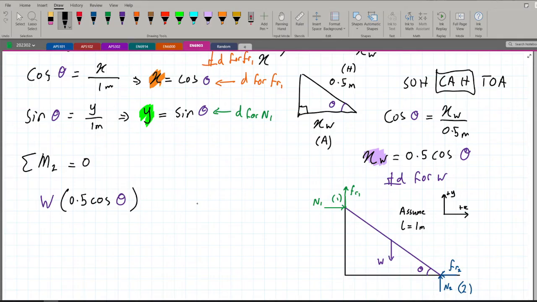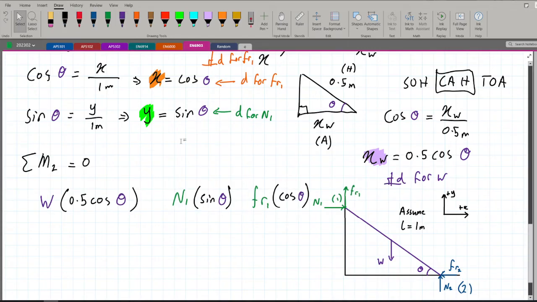I'm not going to put units yet, we're going to look at directions later. The next moment is from N1, and remember for N1 the perpendicular distance is y, which is sine theta. And the last thing we have is Fr1, and the perpendicular distance is cosine theta, the x. So cosine theta.